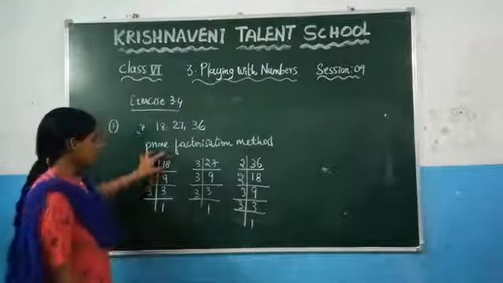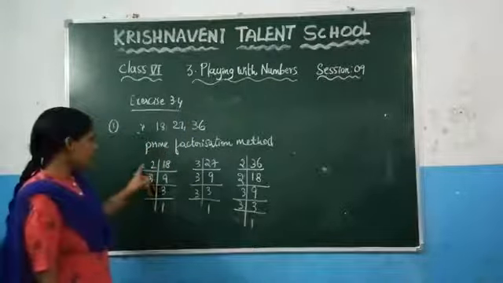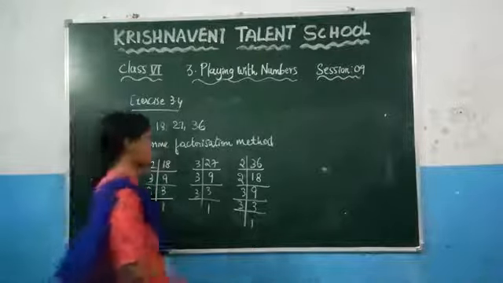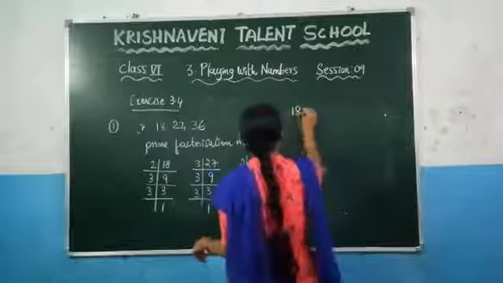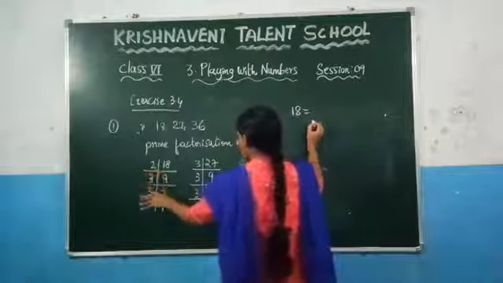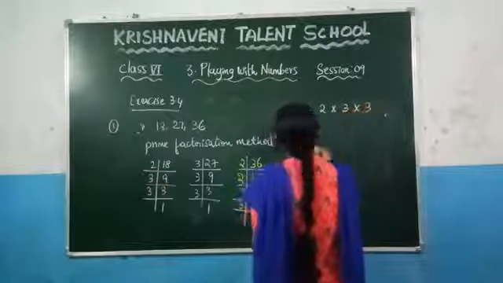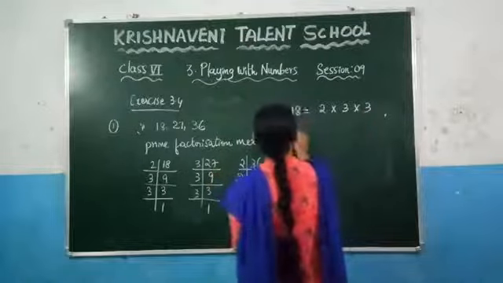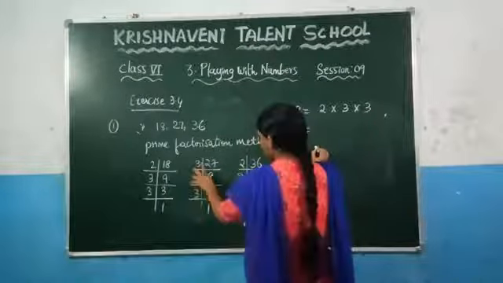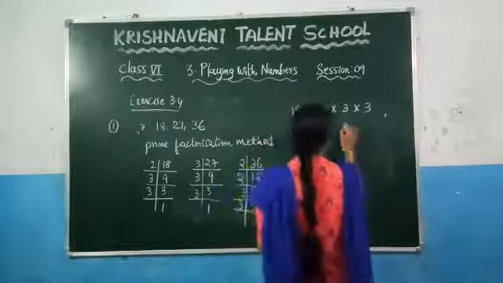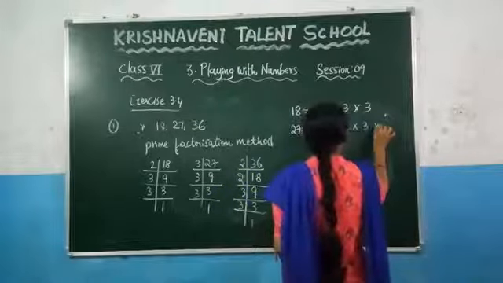Now, take the given number and write it as a product of the prime factors. You can write 18 as 2 into 3 into 3. Now, consider 27. How can you write this one? As 3 into 3 into 3.